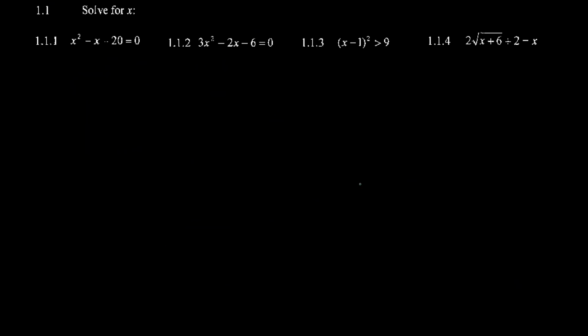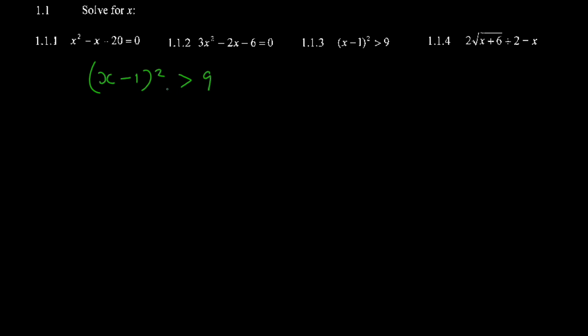So I'm going to wipe this off, and then we're going straight on to the third equation. The third equation is actually an inequality. So it says (x - 1)² > 9.